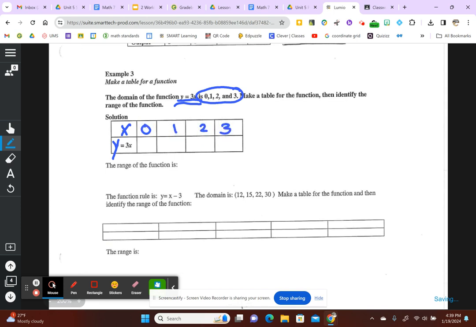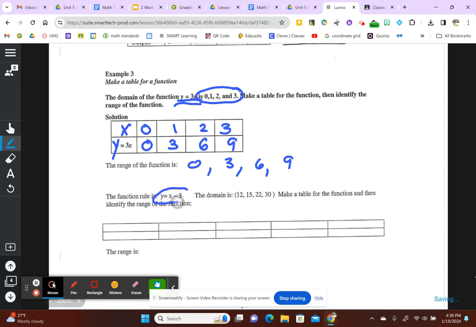And then to get the y values, I apply the rule. So y equals 3 times x. If x is 0, this is 0. If x is 1, this is 3. If x is 2, this is 6. If x is 3, this is 9. So my new range is 0, 3, 6, 9.